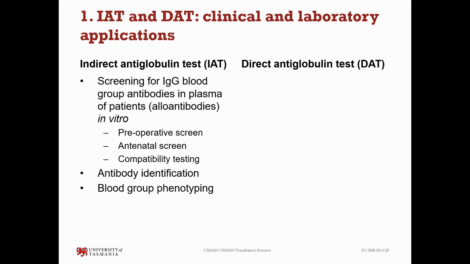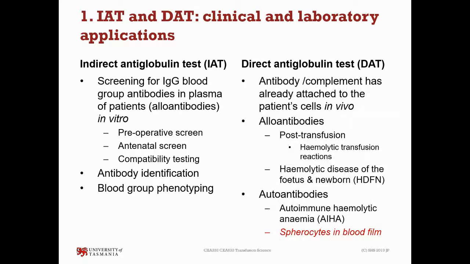Also, as I said, when we are identifying antibodies, and the other thing we use it for is blood group phenotyping. Depending on the reagents you're using to do your phenotyping, you may need to use an indirect antiglobulin test as well. If your reagent contains IgG antibody to the antigen that you're trying to identify on the patient's cells, then you will need to do an indirect antiglobulin test.